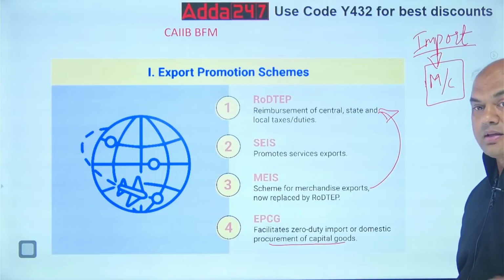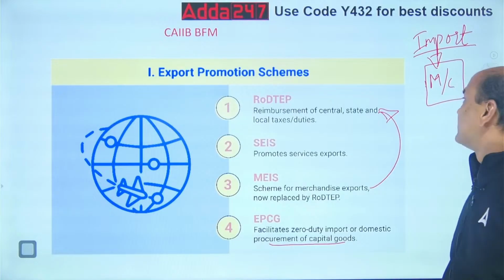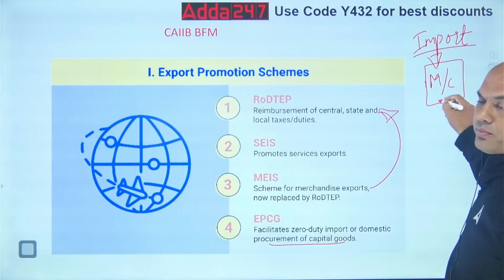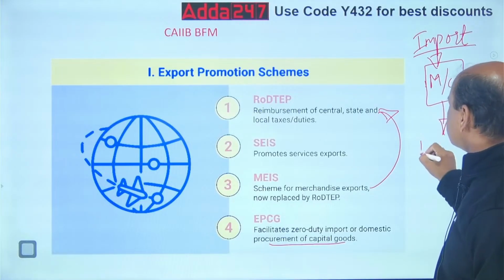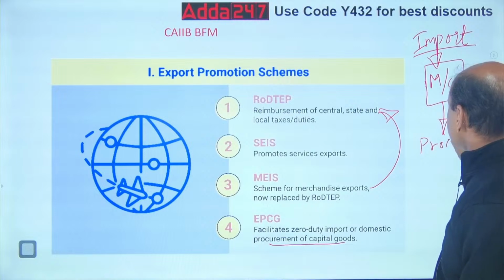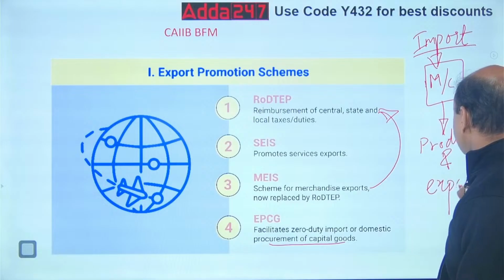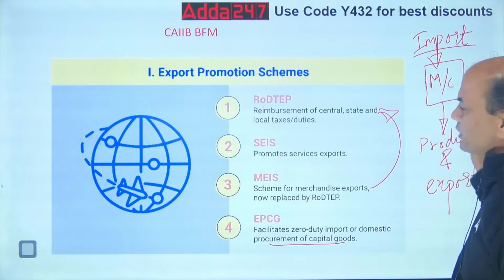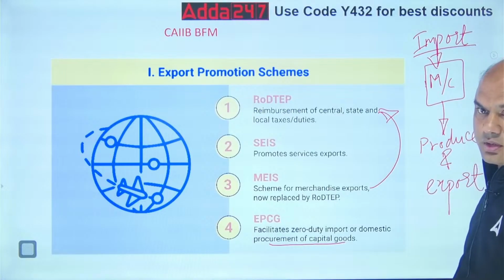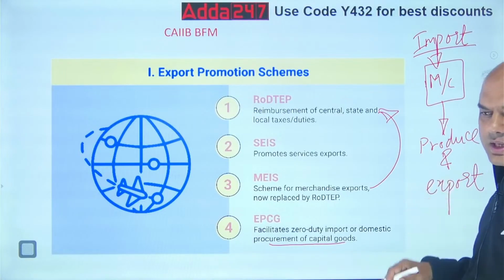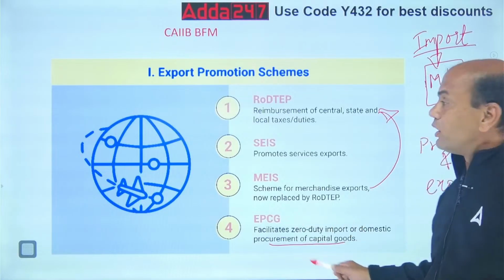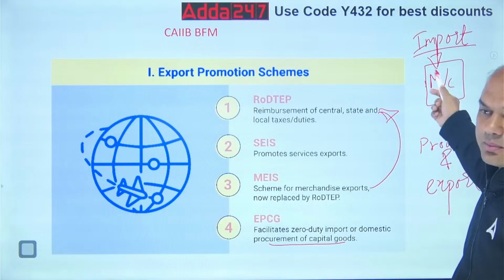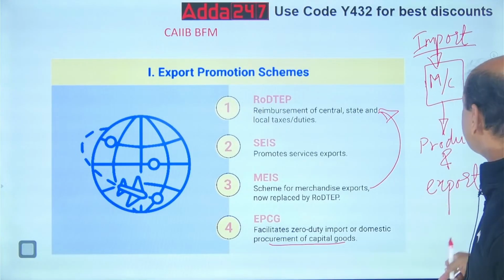But there is a condition to this. The condition is that for the import which you do, you will have to produce the goods and do the exports, means produce and export. This will be required over here. There are limits given to each one. So this is basically EPCG. Although this is for import, ultimately it will help in exports.